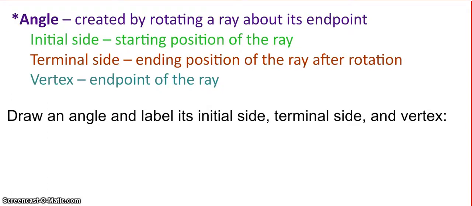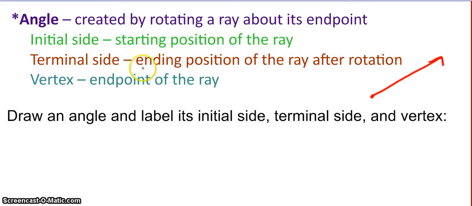An angle is created by rotating a ray about its endpoint. If you've taken geometry, you understand what a ray is. A ray is something that looks like this, where it has an endpoint and then goes off to infinity in one direction, as opposed to a line, which goes off to infinity in both directions, or a line segment, which has two endpoints.